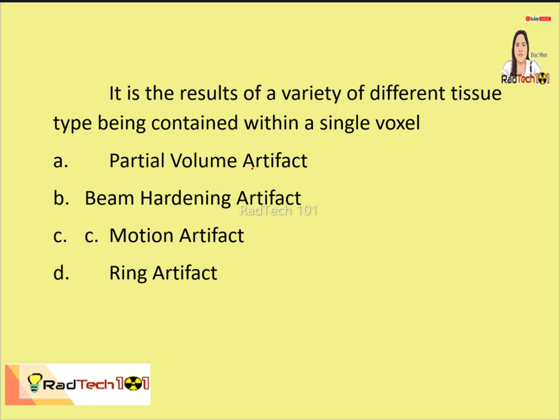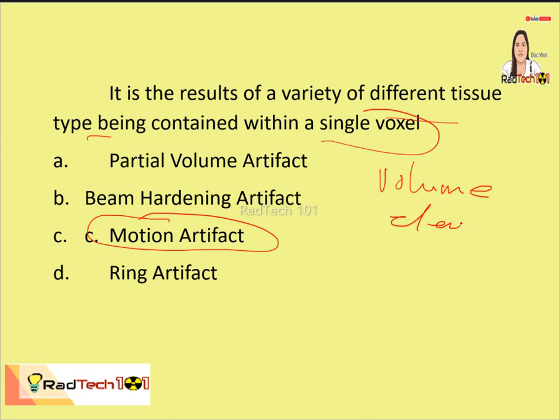Next, it is the result of a variety of different tissue. So, different tissue types being contained within a single voxel. So, this is the motion artifact. So, this artifact contains different tissue types. Tapos, nakapaloob na siya sa isang single voxel for volume element. And that is because of the motion. So, it results to motion artifact.